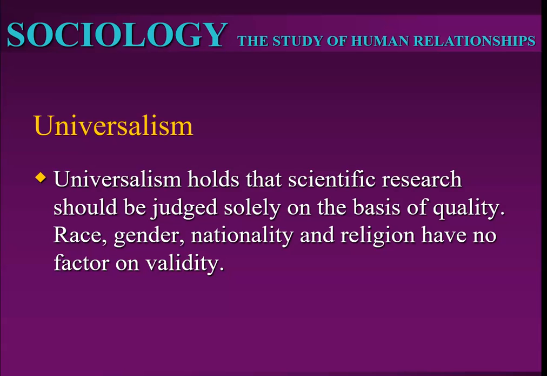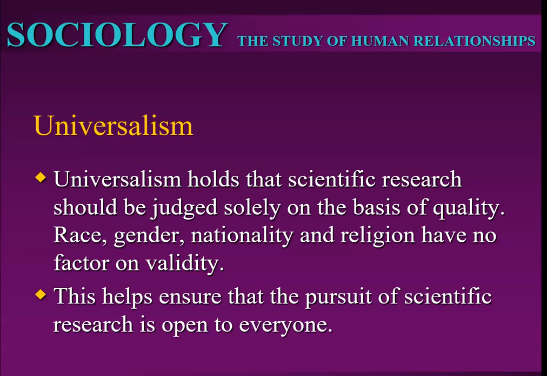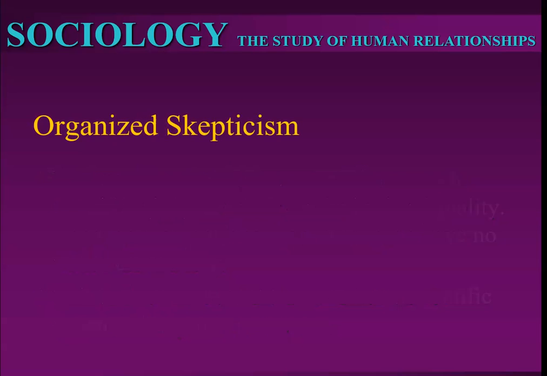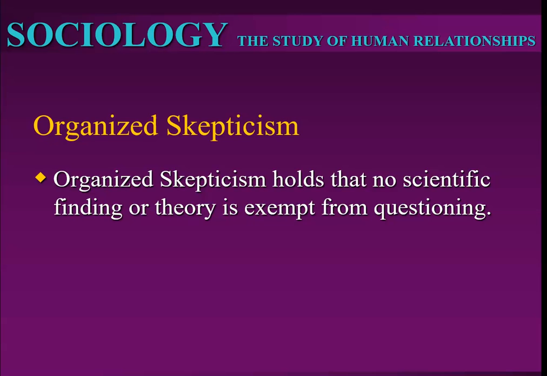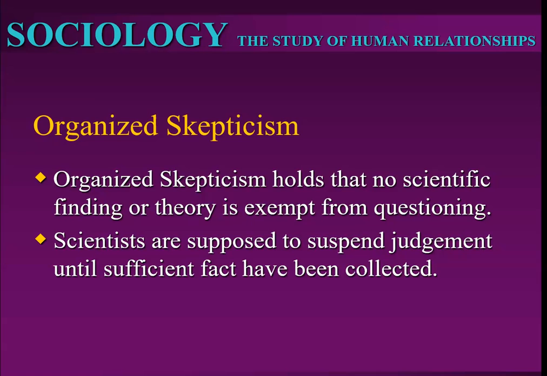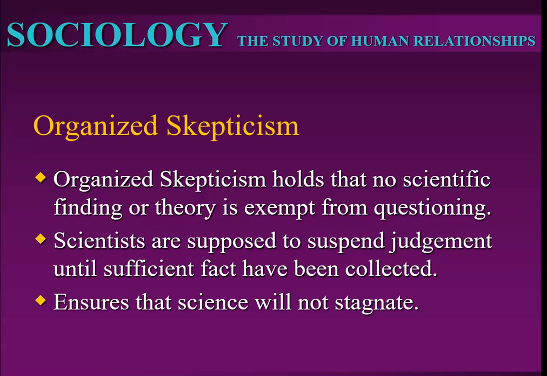Universalism holds that scientific research should be judged solely on the basis of quality. Race, gender, nationality, and religion have no factor in the validity of science. This helps ensure the pursuit of scientific research is open to everyone. Organized skepticism, however, holds that no scientific finding or theory is exempt from questioning. Scientists are supposed to suspend judgment until sufficient facts have been collected. It ensures that science will not stagnate.